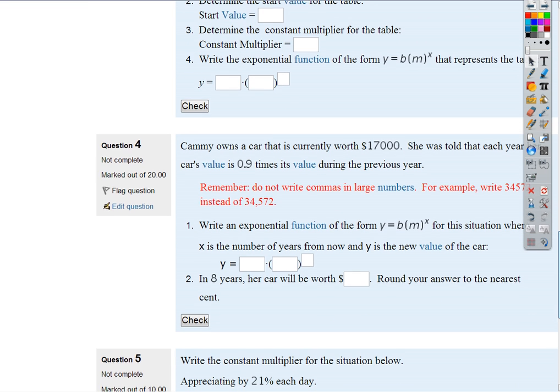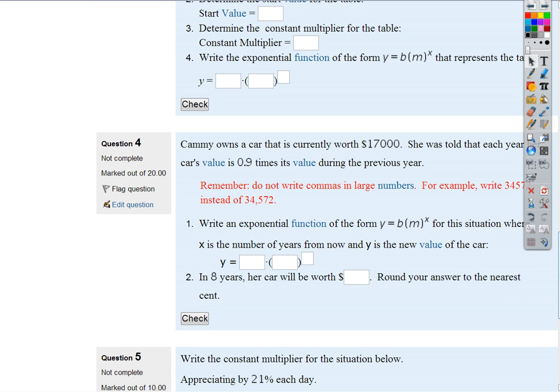Okay, what about this? So what's the start value? 17,000. What's the constant multiplier? 0.9, because every time a year passes, it's worth 0.9 times as much as it was the previous year, right? So we're always multiplying by that. That's it. It's that simple.